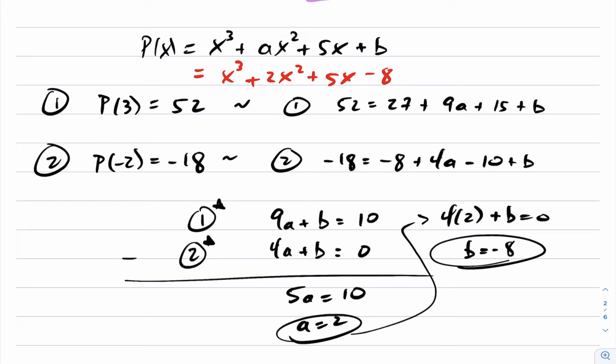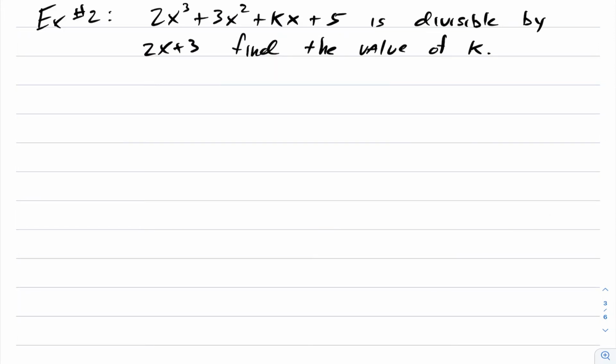Let's take a look at another example. In the next example, they give us a polynomial and they say it's divisible by 2x plus 3. Find the value of k. So we know all the values, all the coefficients. We just do not know this coefficient here. We want to find that value. And the only piece of information they give us is that 2x plus 3 is divisible, or in other words, 2x plus 3 is a factor.